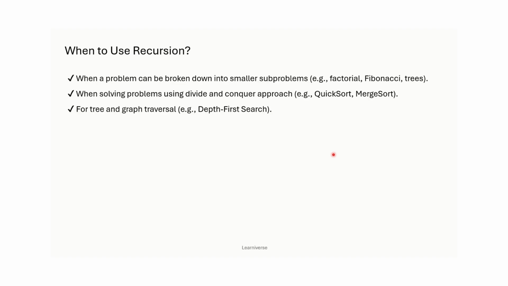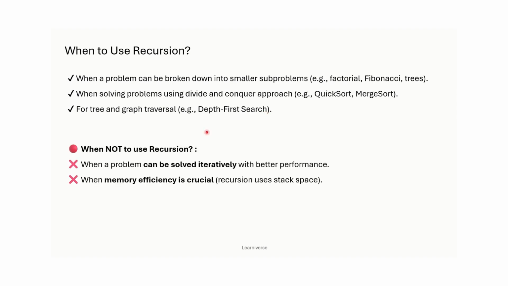So when to use recursion? When a problem can be broken into smaller subproblems like factorial, trees, so in that case we can use recursion. When solving problems using a divide and conquer approach we can use it, and also for tree and graph traversal, mainly in the depth first search example. And then when not to use recursion? When a problem can be solved iteratively with better performance, in that case no need to go for recursion. And when memory efficiency is crucial, in that case recursion is not recommended because it uses stack space.